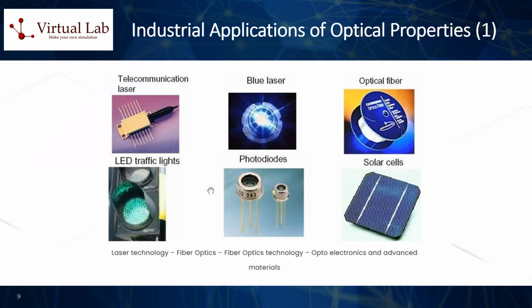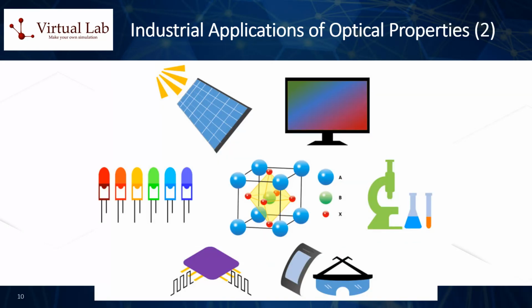4. Medical imaging. Many medical imaging technologies, like optical coherence tomography, OCT, utilize the optical properties of tissues for non-invasive diagnosis. 5. Materials science. Characterizing the optical properties of materials can provide insights into their physical and chemical properties. For example, the bandgap of a semiconductor can be determined from its absorption spectrum.